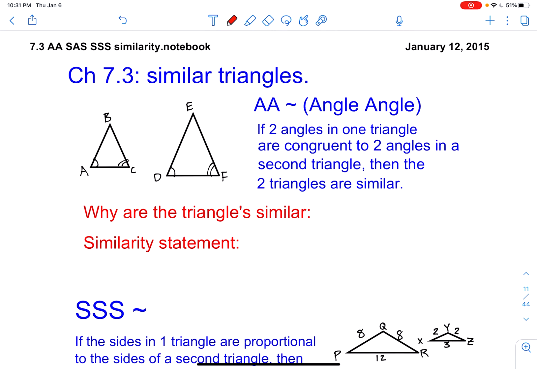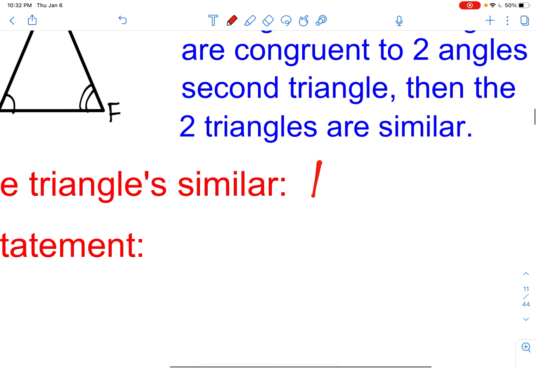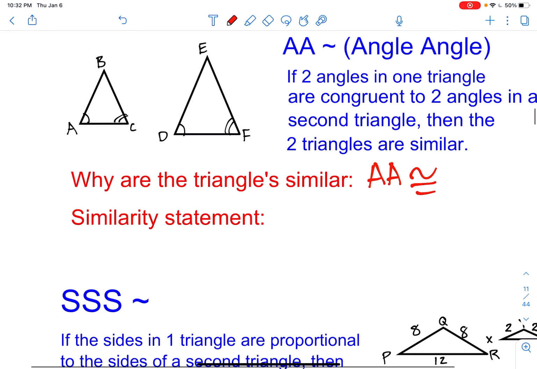Because again, if two angles in one triangle are congruent to two angles in another, it means a third angle is also congruent. If three angles are congruent to three angles in another triangle, it means they have the same shape. Which, remember, in order to be similar, they just have to have the same shape, and the sides have to be proportional. Well, if the angles in a triangle are all congruent, it means they have to be proportional. So in this case, are the triangles similar? Yes, by angle, angle similarity. Remember, that symbol means congruent. Without the equal sign, it just means similar.